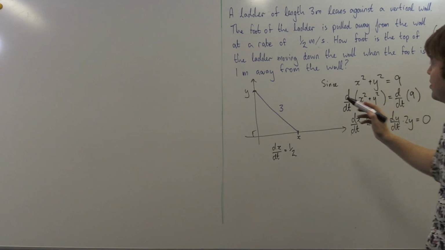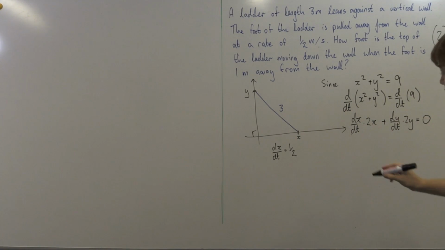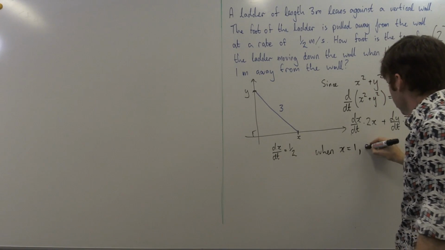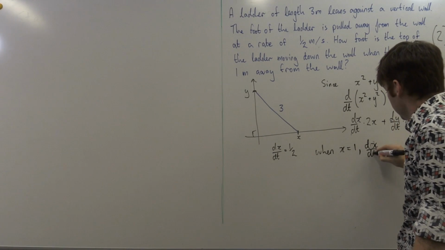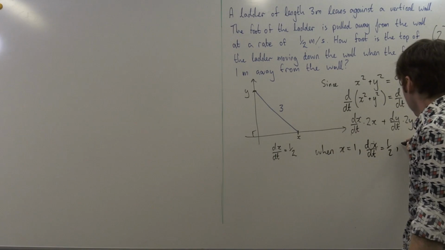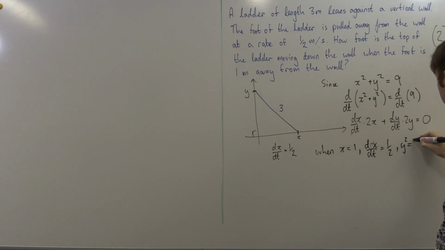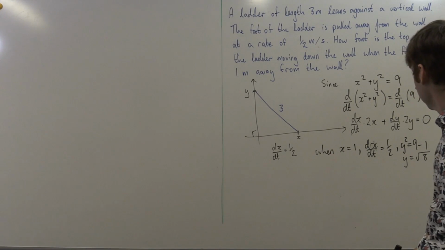So I want to know what the value of this is when x is equal to 1. This is always a half. I need to know what y is when x is equal to 1. dx/dt is always equal to a half, and y, when x is equal to 1, well y squared is 9 minus 1, so y is equal to the square root of 8. And I'll demand it's equal to the positive square root of 8, not the negative square root.